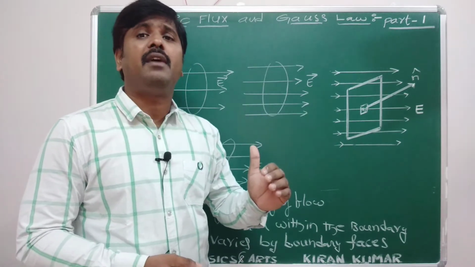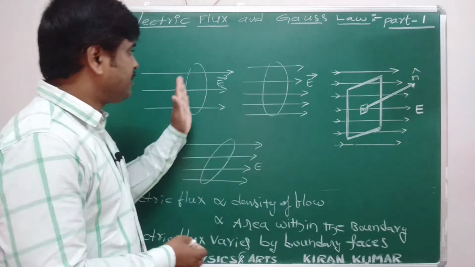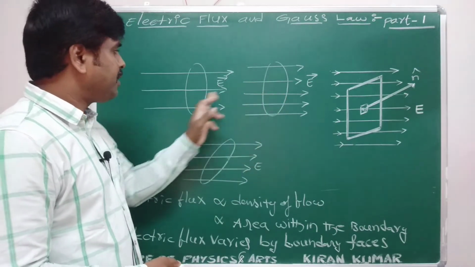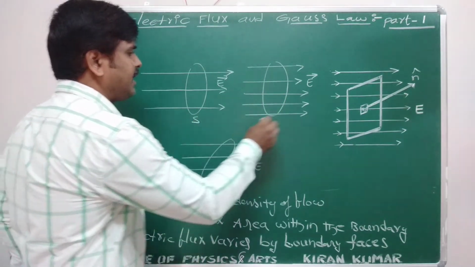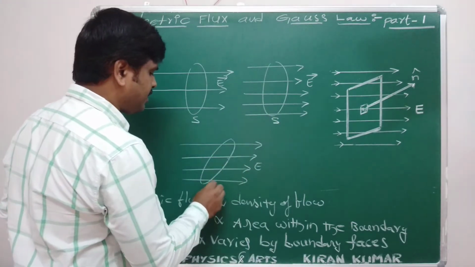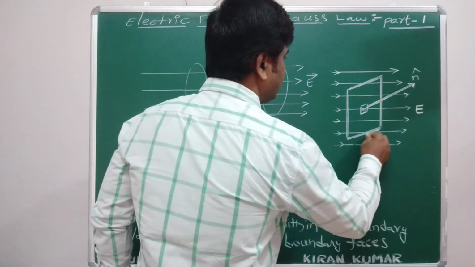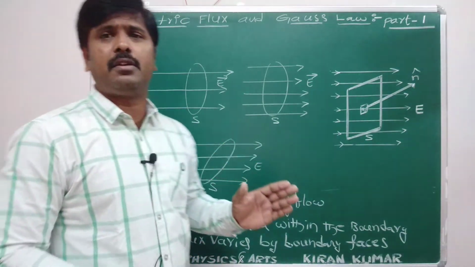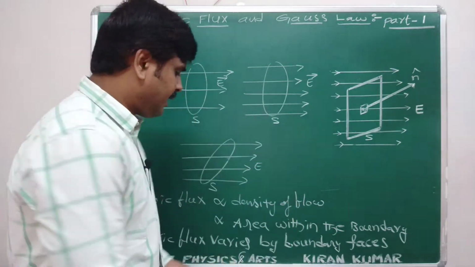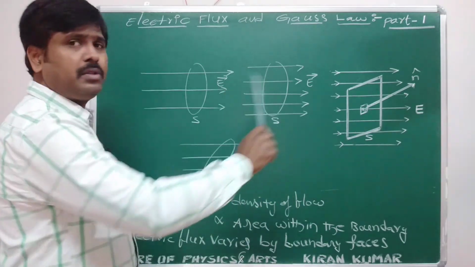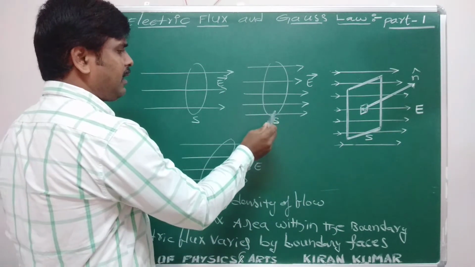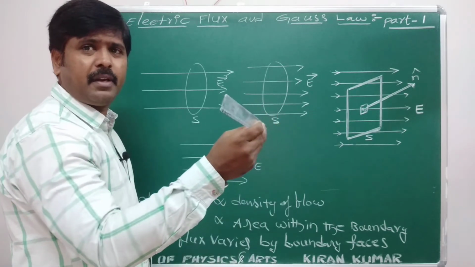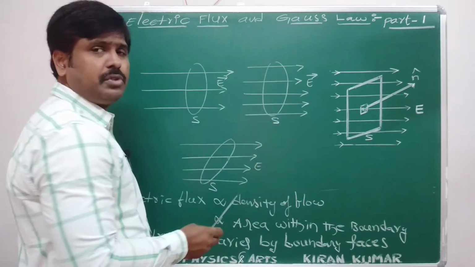Simply, number of electric lines of force passing through the surface. S is the surface. This is the surface, and this is also a surface. Passing through the surface and perpendicular to the surface. For example, this is the board surface, and electric lines like this are nothing but perpendicular to the board.